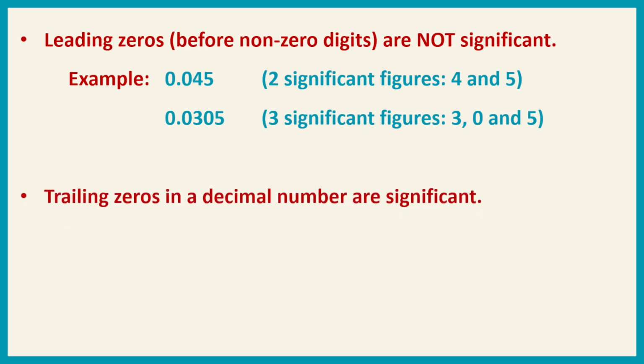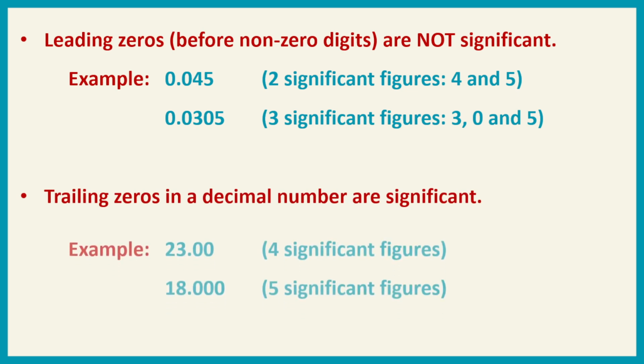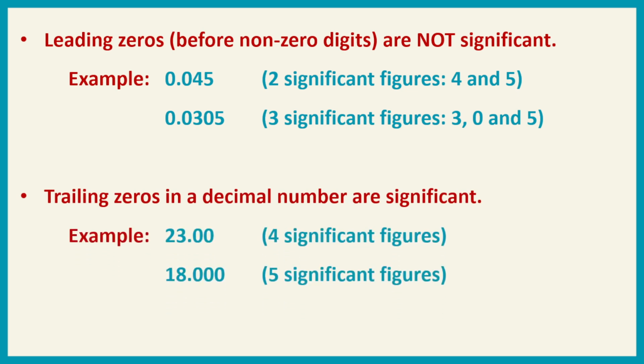Rule number 4: trailing zeros in a decimal number are significant. Like in this case 23.00, these 2 zeros are coming after the non-zero digits, so they will be countable. So there are 4 significant figures in the case of 23.00. Similarly, in the case of 18.000, there are 5 significant figures. Here in this case, all the 3 zeros will be countable.